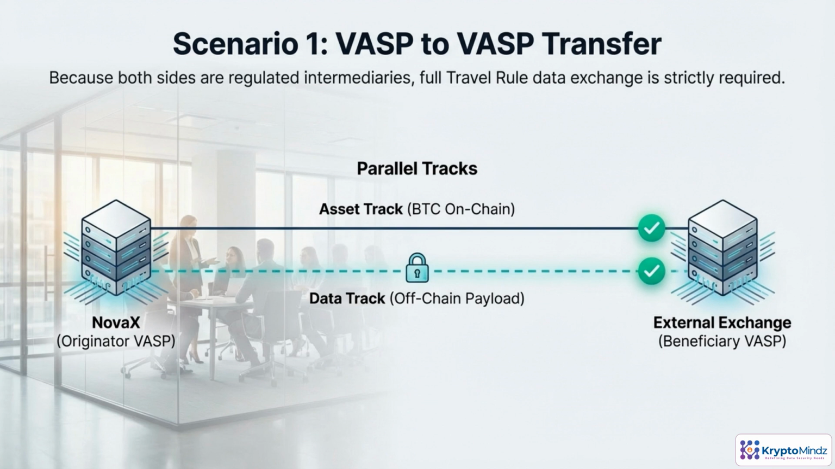In this example, NovaX is sending Bitcoin to another regulated exchange. Picture two parallel tracks. On one track, the crypto itself moves on-chain, like any normal blockchain transaction. On the second track, regulated data moves off-chain: who the sender is, who the recipient is, plus required identifiers. Because both sides are VASPs, the travel rule expects that full identity payload to accompany every qualifying transfer.